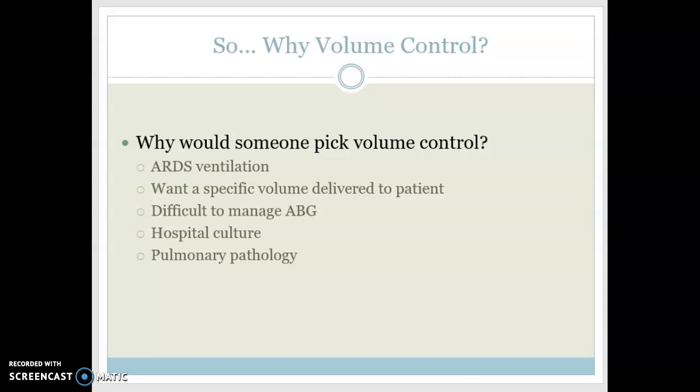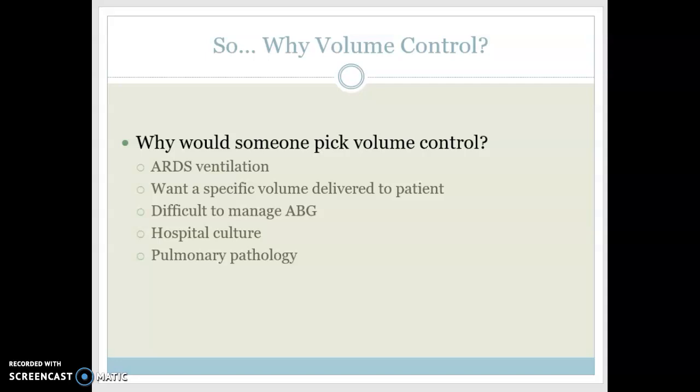Volume control is also great for ABGs that are difficult to manage because, again, back to the objectivity that comes in numbers. Hospital culture, whatever your physician or you are comfortable with in order to appropriately ventilate your patient.